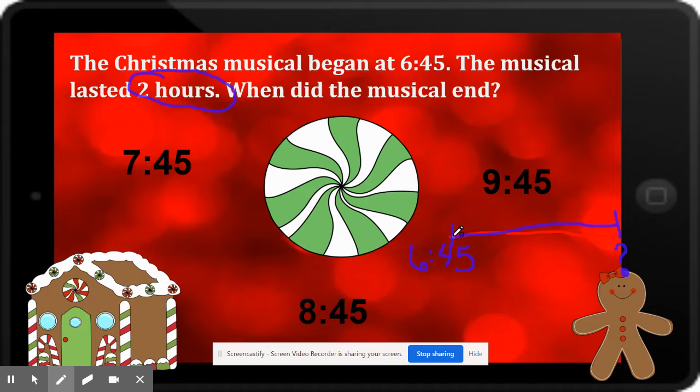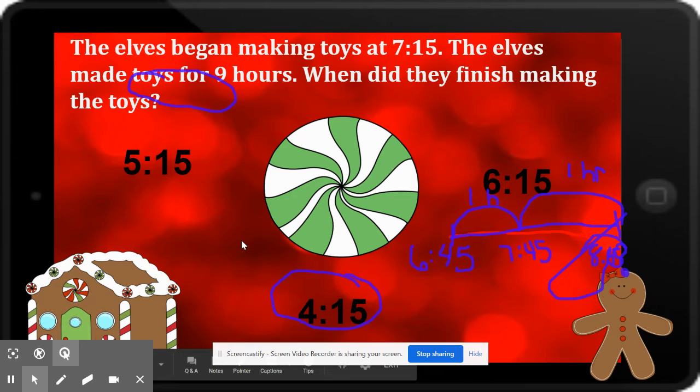If we jump from 6:45, we jump 1 whole hour, that's going to change to 7:45. Okay, that's 1 hour. I'll just put H for hour. If we jump 1 more hour, that's going to put us at 8:45. So if you look up there, now we've jumped 1 hour, 2 hours, and we are at 8:45. Okay? Let's take a look at our next slide.